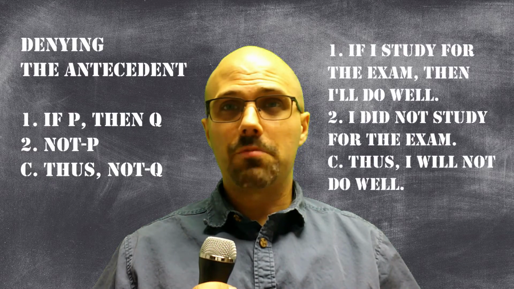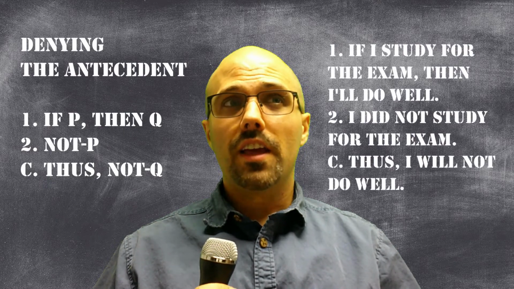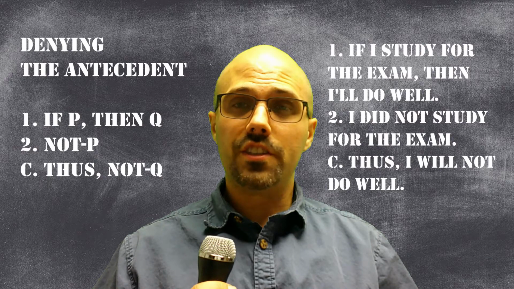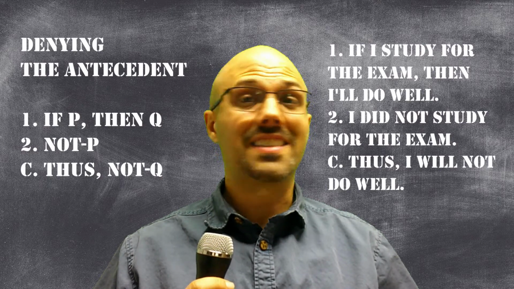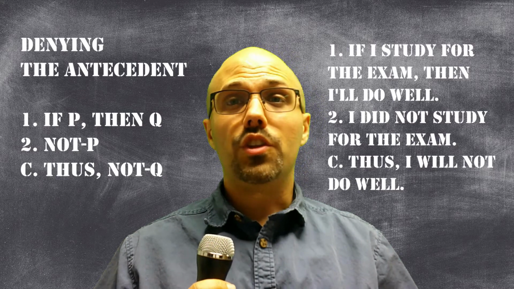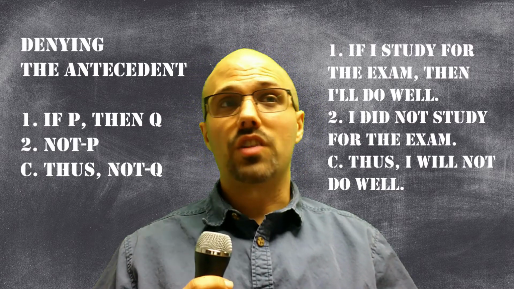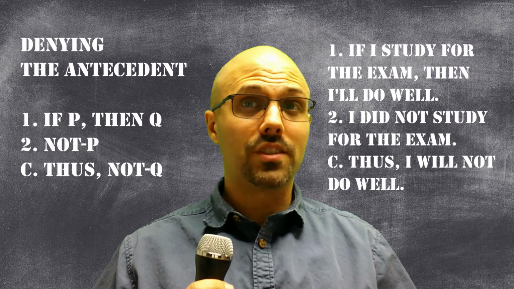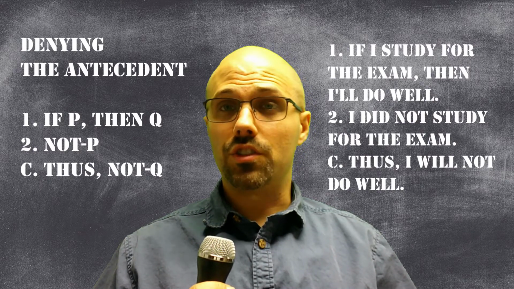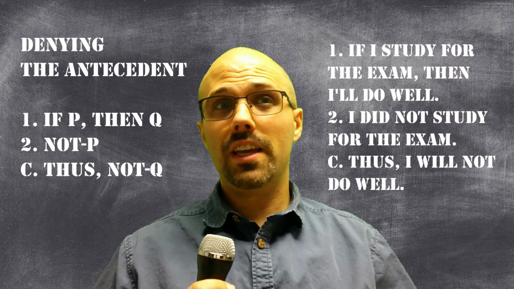This fails for the same reason that affirming the consequent failed. There are other ways of getting the consequent according to the rule besides just the antecedent. The antecedent is not, at least not necessarily, the only way you could do well on an exam. There are other possible ways. So if you didn't study, that is not enough to ensure, based on the rule, that you will not do well on it. You could do well on it in other ways.